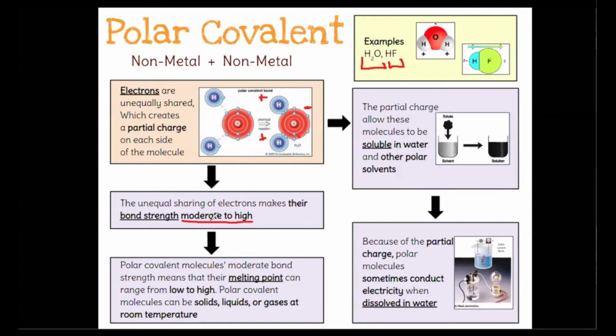There's some charges happening, the electrons aren't shared equally, right? It's not fully ionic because we didn't steal an electron, but there are some things that are going to be similar, like our moderate to high bond strengths, the fact that sometimes we'll conduct electricity, and the fact that we're soluble in water are similar to our ionic compounds.